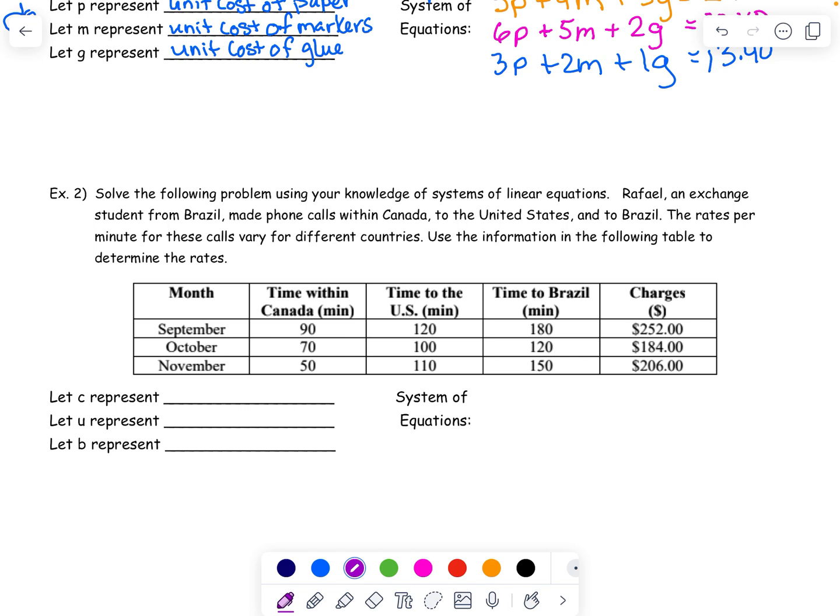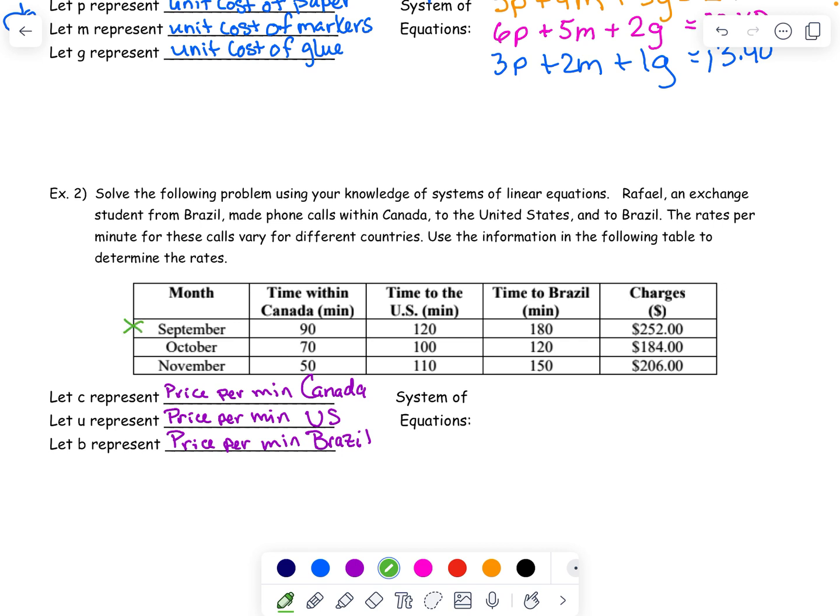So we can say C is the price per minute to Canada. And we could say U is the price per minute to the United States. And lastly, B could be the price per minute to Brazil.